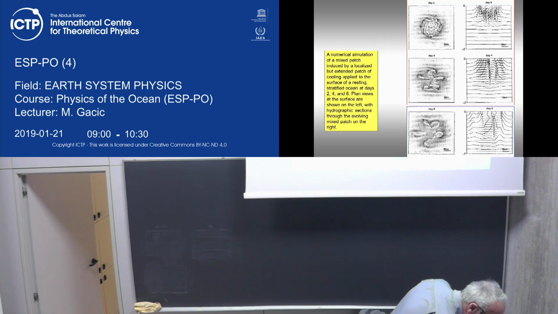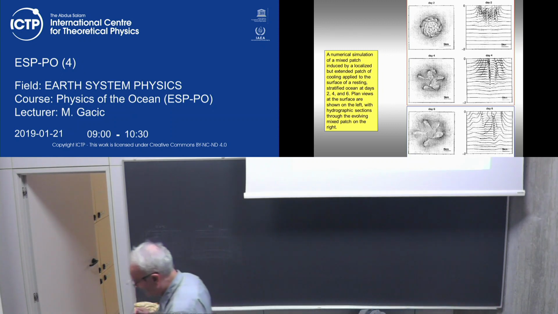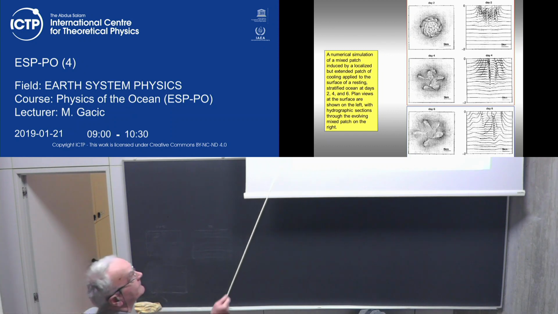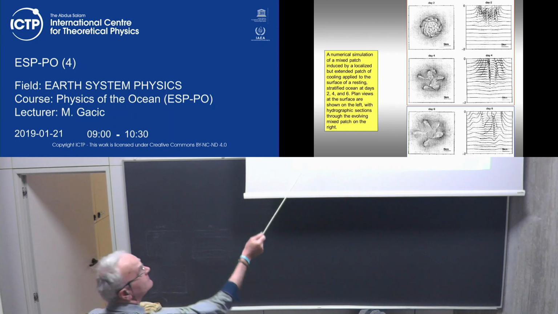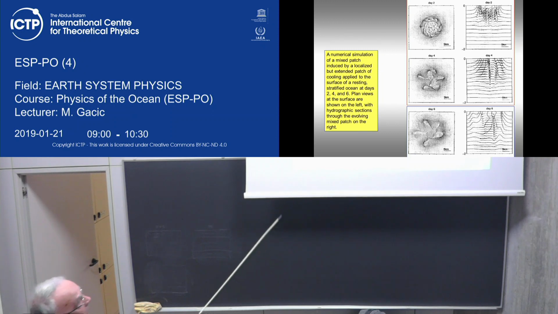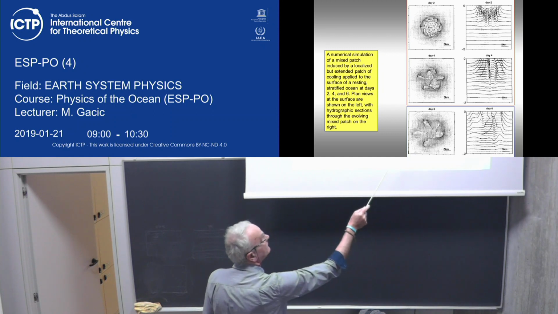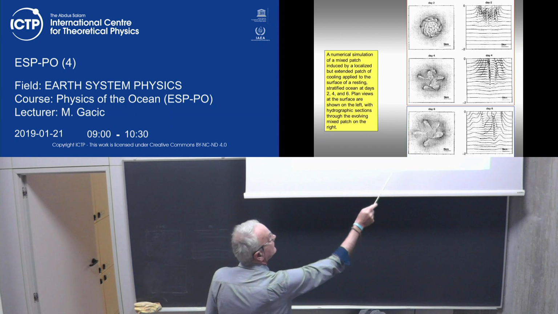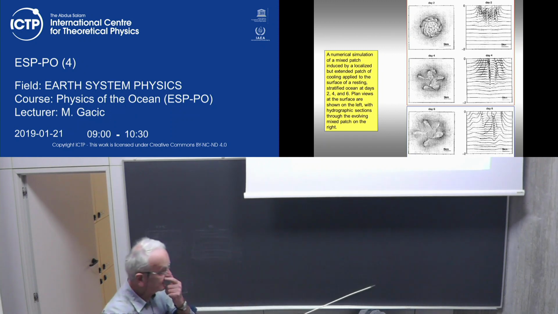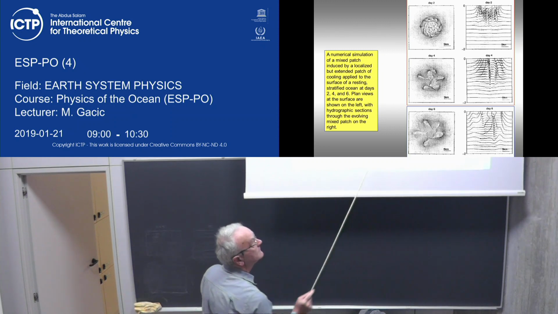So let's look at an example of how the numerical simulation describes very well what is happening in the dense water formation area. This is the numerical simulation of a mixed patch induced by an extended patch of cooling applied to the surface of a resting stratified ocean. So we have a stratified ocean. At the first moment, at zero, you have the isopycnals, the lines of constant density. They are horizontal, and you then apply the surface cooling.